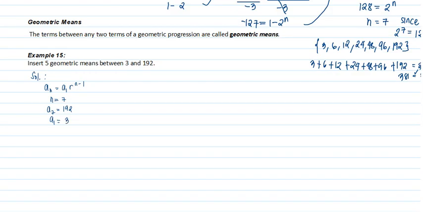And then we could now find the value of r. So for this case, we are going to make use of the formula. So it would be a sub 7 is equal to a sub 1 times r raised to n minus 1. And then our a sub 7 is 192. Then our a sub 1 is 3 times r, which is the missing value. And then n minus 1 is going to be 7 minus 1, and then 192 is equal to 3 times r raised to 6.